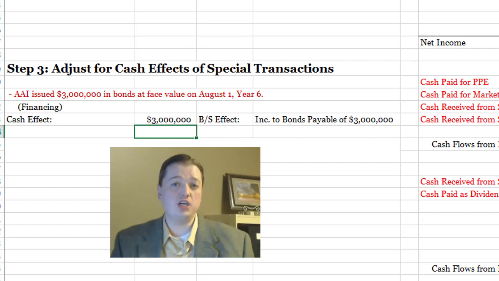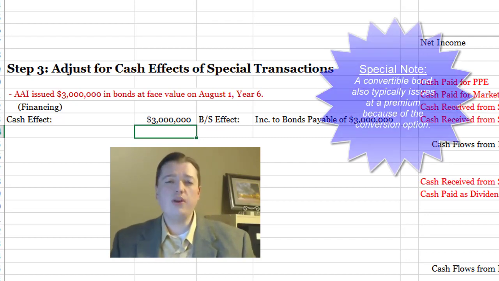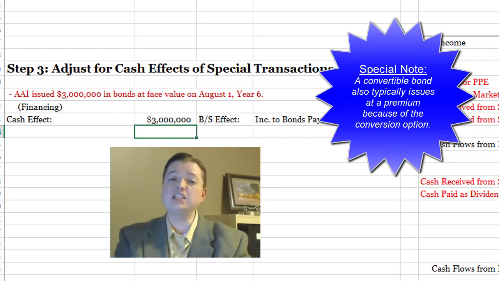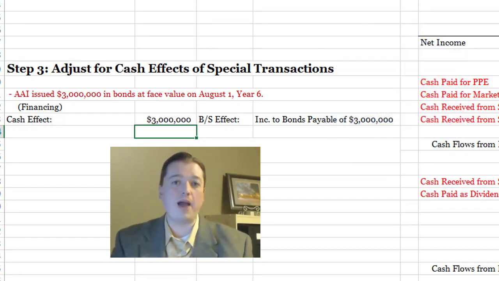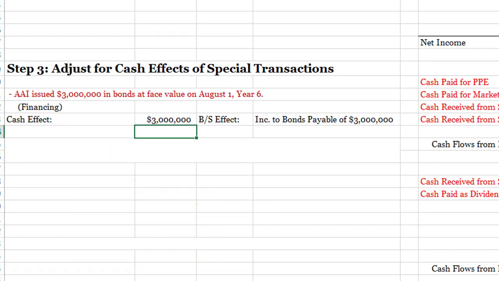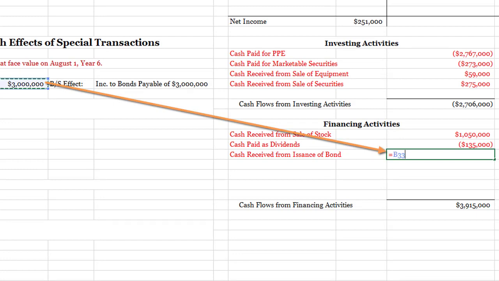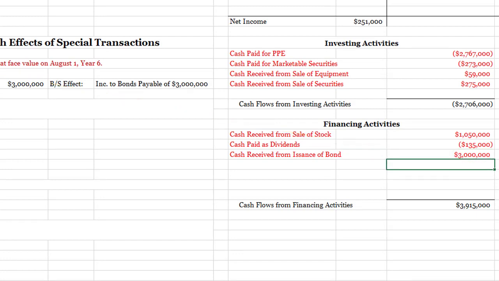But basic accounting assumptions here, a convertible bond is something special. We would have had a note that it was a convertible bond if it was. So the lack of a note suggests that it's a traditional bond payable. Doesn't guarantee it. If this was a real company, I'd go back and check. But the assumption would be there's no note that it is a convertible bond, so it must be a normal bond. And now that I know the cash effect and the balance sheet effect, I can put this into my worksheet. Cash received from issuance of bond. That was a positive $3 million because cash came in. And that takes care of that transaction.